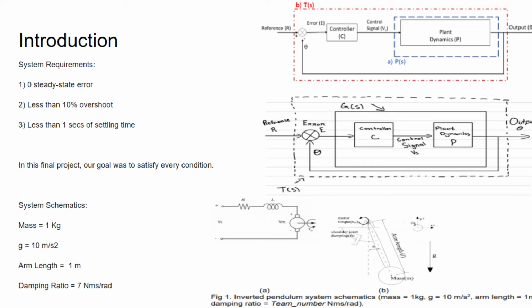Our goal for this project is to design a robotic arm that meets these requirements: a steady state error of 0, an overshoot of under 10%, and a settling time of less than 1 second. Our system schematics are given here as 1 kilogram of mass, acceleration of gravity, an arm length of 1 meter, and a damping ratio of 7.